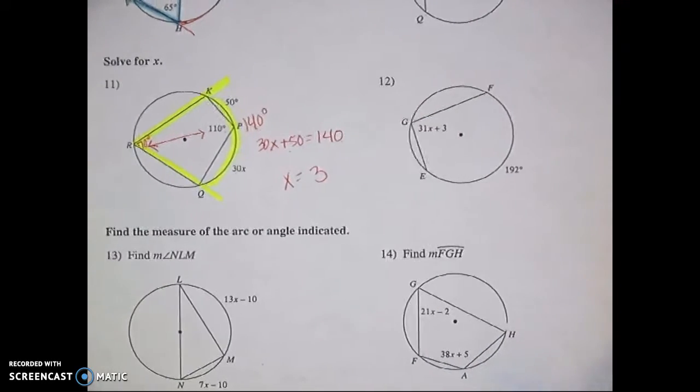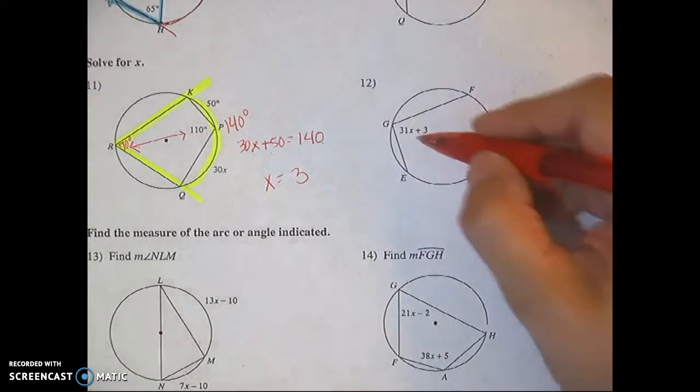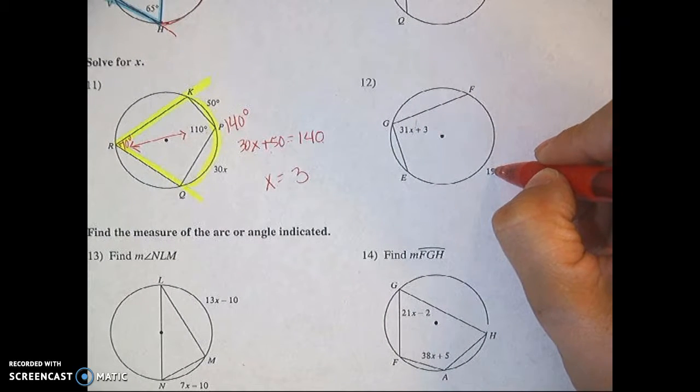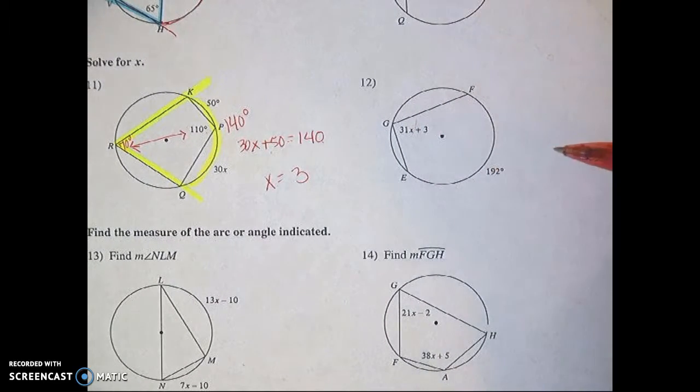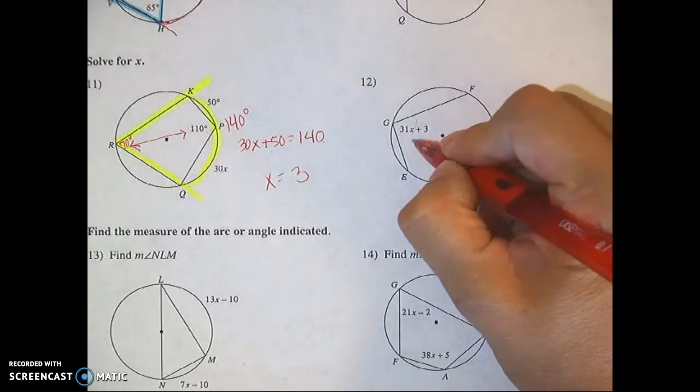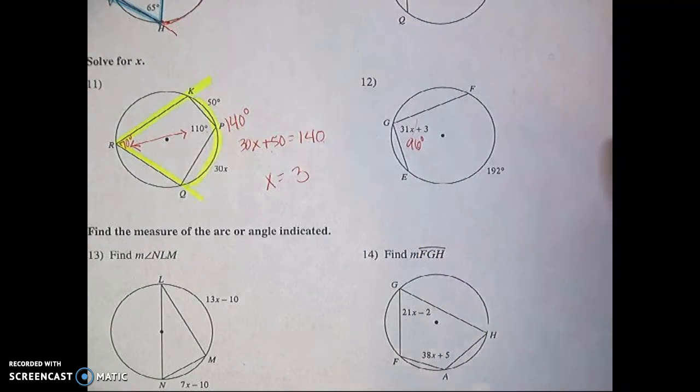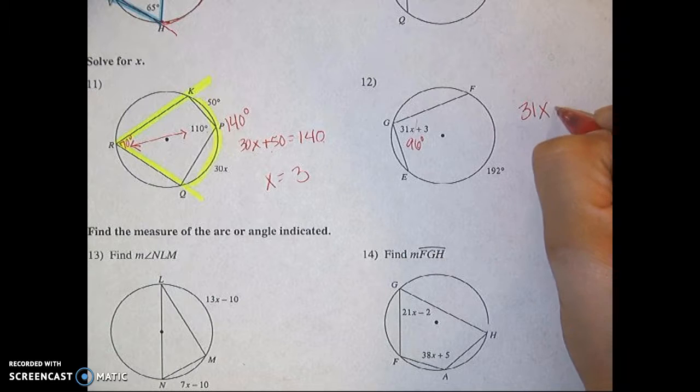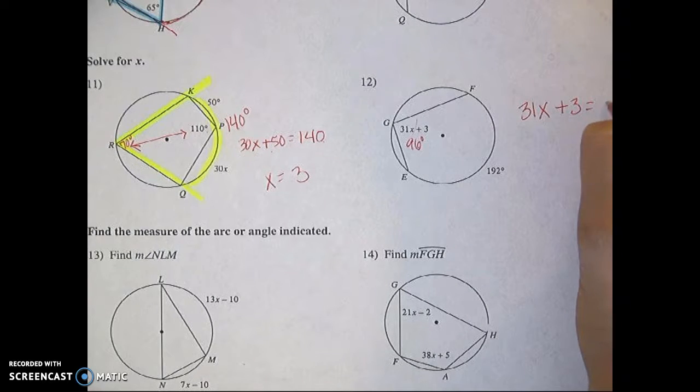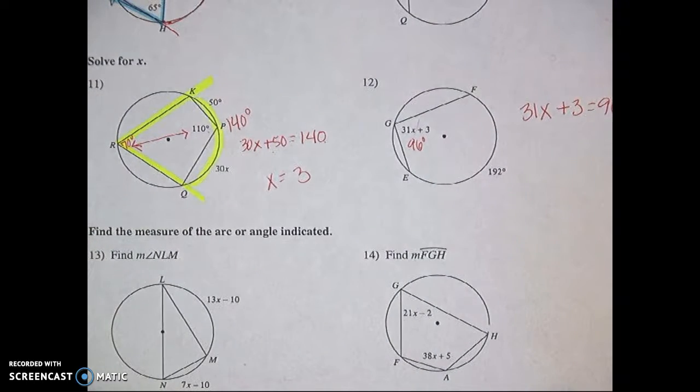It's kind of a similar problem with number 12. If I know that this angle is half of that measurement, if I take 192 and divide it in half, you get 96. So that would make that angle 96 degrees. So I could set up an equation, 31x plus 3 equals 96, and solve that.